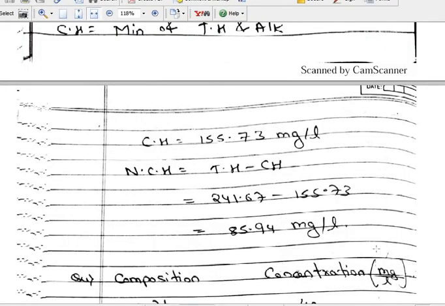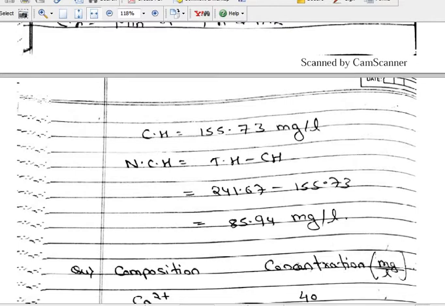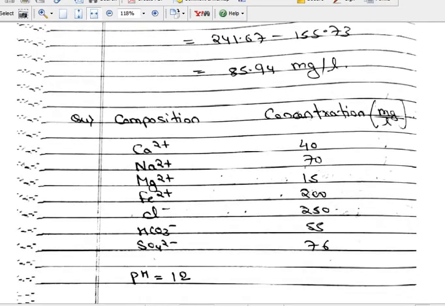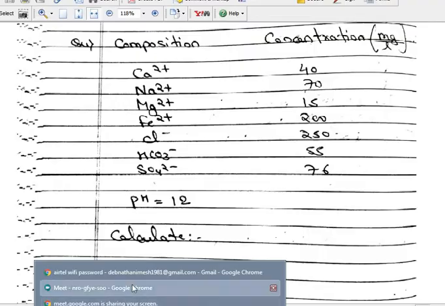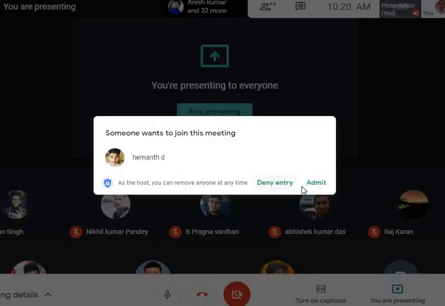Okay, so I think it is clear to everyone, because no question. Another one, similar type of numerical. If anyone wants to do an example.